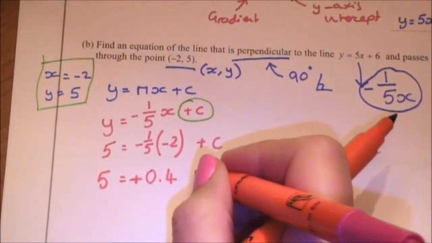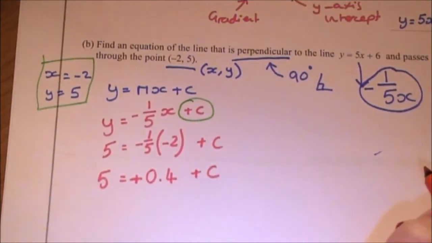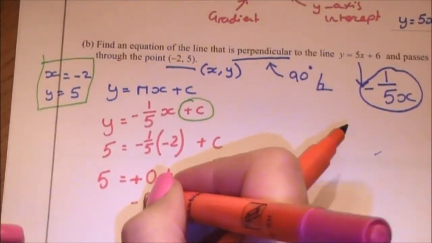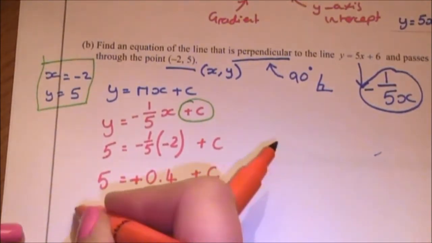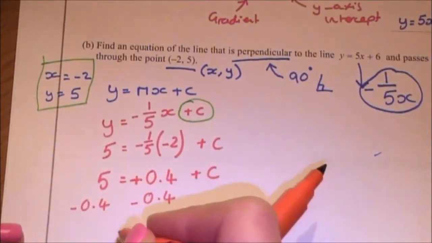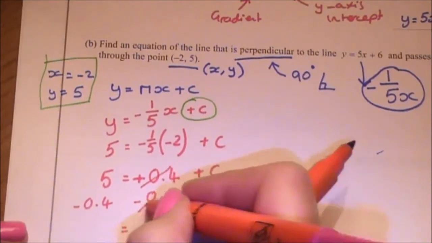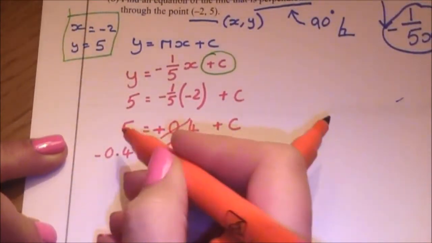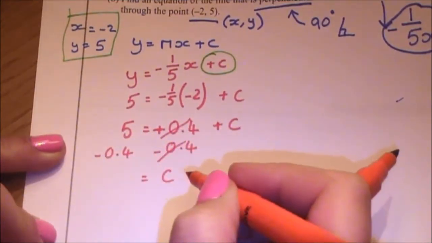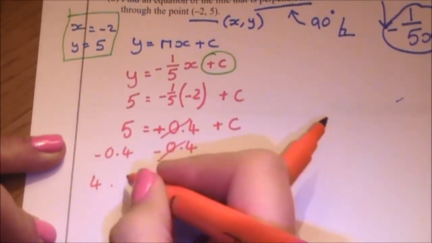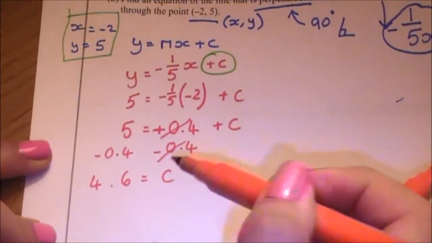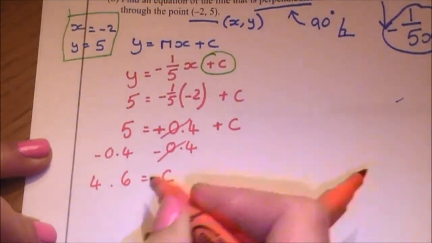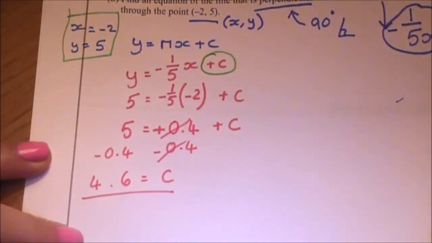But that's 0.4. And again, I'm going to have to find out what c is. Now, I solve to find c, so I need to get rid of that 0.4. So I subtract it away on both sides. So it cancels out there, leaving me with just c. And c is equal to 5 take away 0.4, which is 4.6. Or you may think of it as £5 take away 40 pence is £4.60. So now I know that c is 4.6.